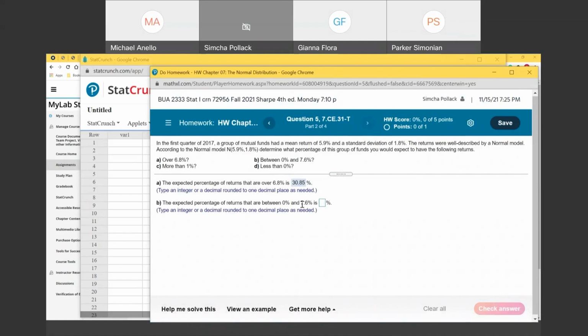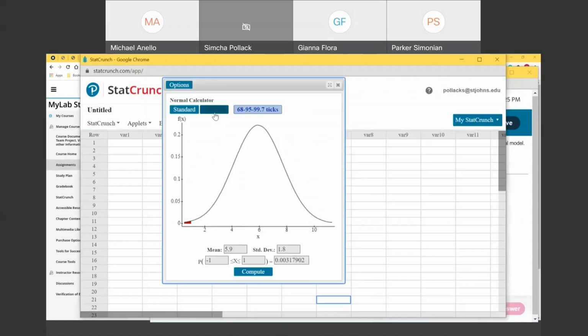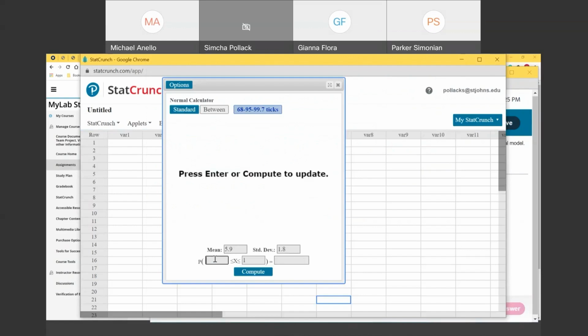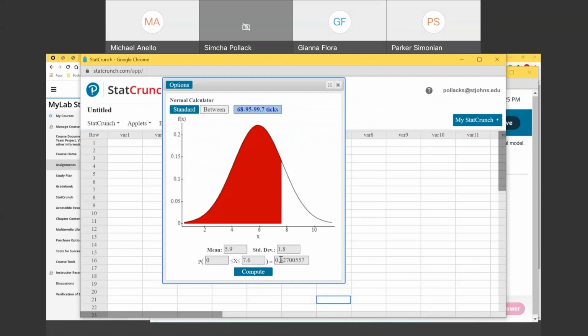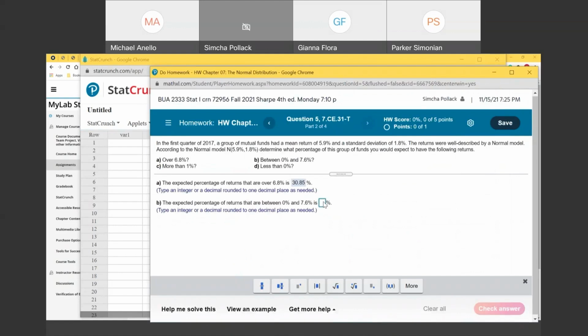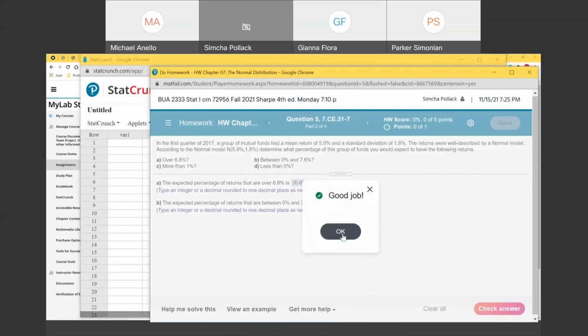Okay, so 0 to 7. What you've got to do is go back to this thing here, change it to between. And now we're going to be somewhere between 0 and 7.6. I compute, and the answer is 82.7%. Let's see if that's right. 82.7.